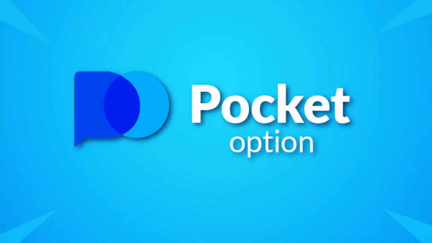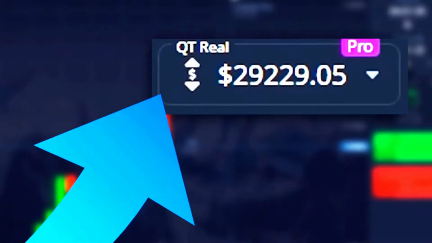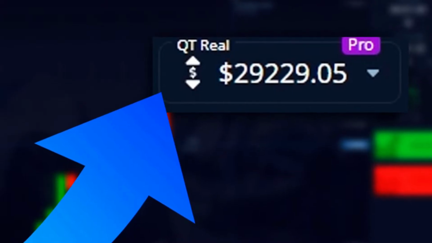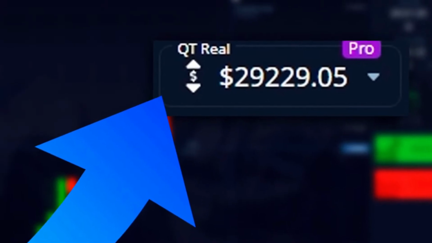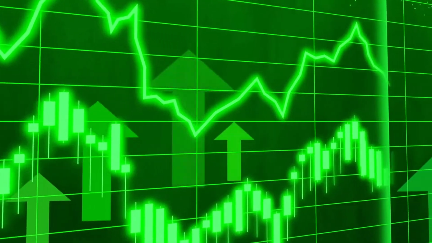I share with you an incredible strategy with which I can increase my balance on Pocket Option from $50 to $29,229. Sounds interesting? Then watch this video until the end. Today we will analyze another strategy for accelerating our deposit. This strategy will be different from the rest because it works at lightning speed. Now, I will demonstrate this to you.